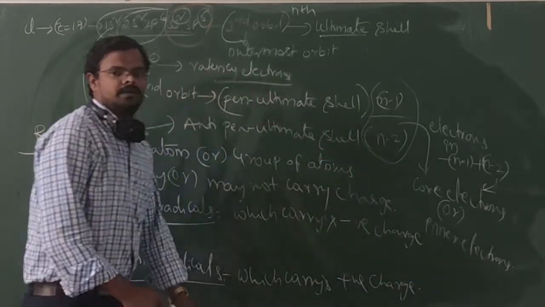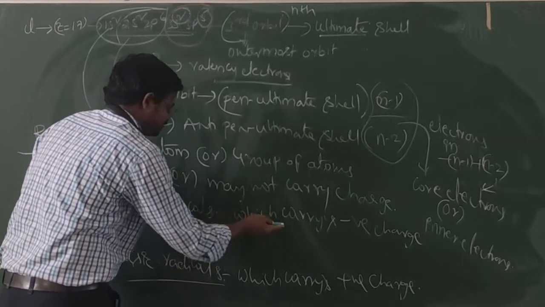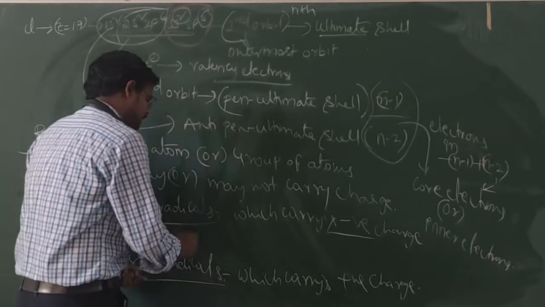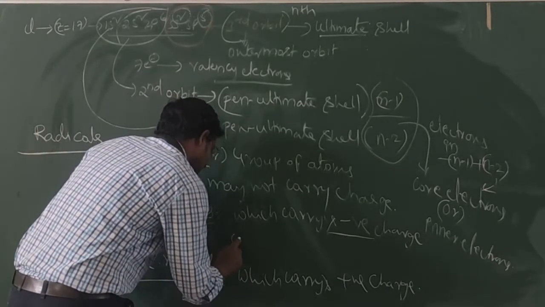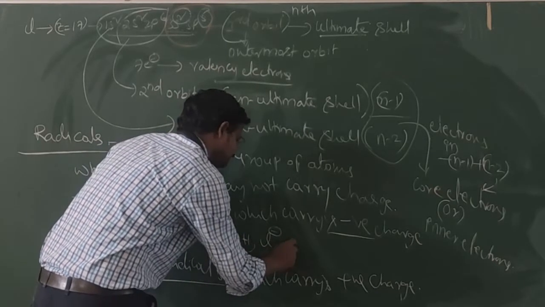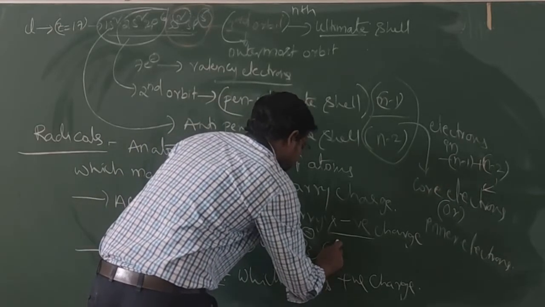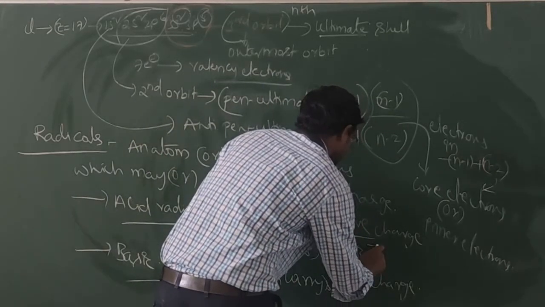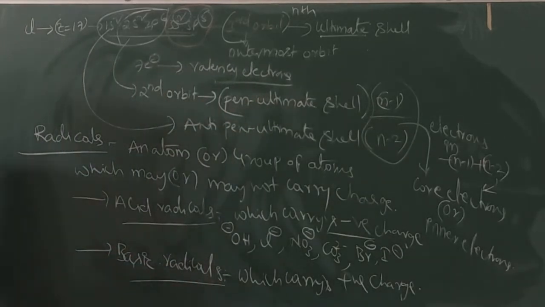Which carries positive charge. Examples are acid radicals, which carry negative charge. Examples: OH minus, Cl minus, NO3 minus, CO3 2 minus, Br minus, I minus. These are all acid radicals.